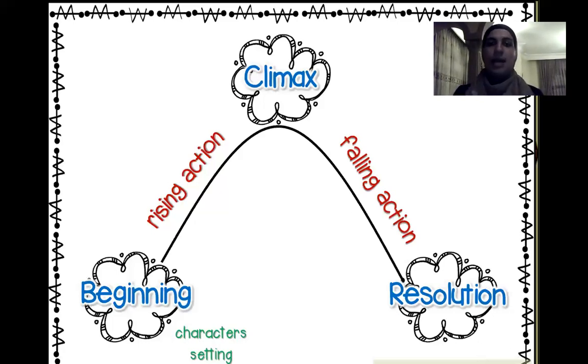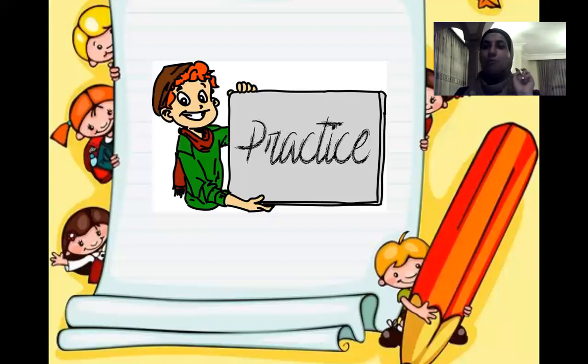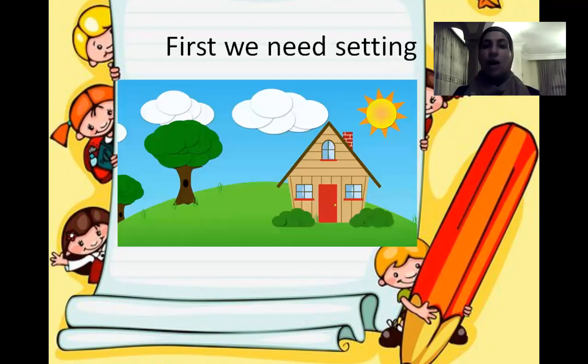Okay? Now, we will have two kinds of practice. First, we will practice on a story that we all know. Then we will try to write our own story. So first, we will talk about a story that we all know and like, which is the Little Red Riding Hood story.